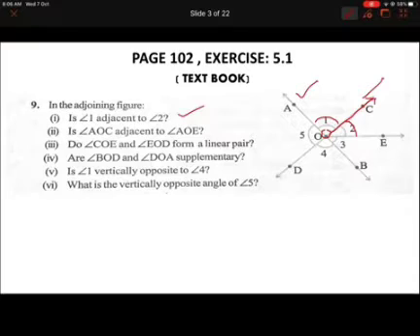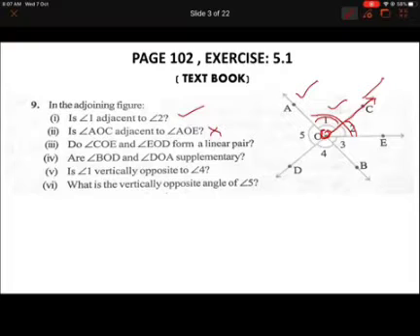Is angle AOC adjacent to angle AOE? Which is angle AOC? Again, this is angle AOC. And he is asking if angle AOE, that is this entire angle, if these two are adjacent. Children, they are not, because even though they have the same vertex O, they do not have a common arm. They do not share a common ray. So, this is no.